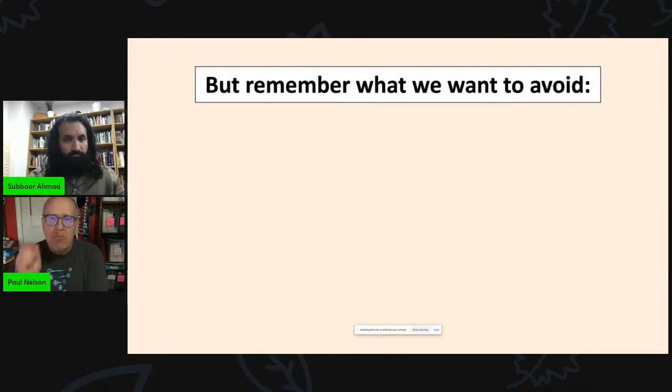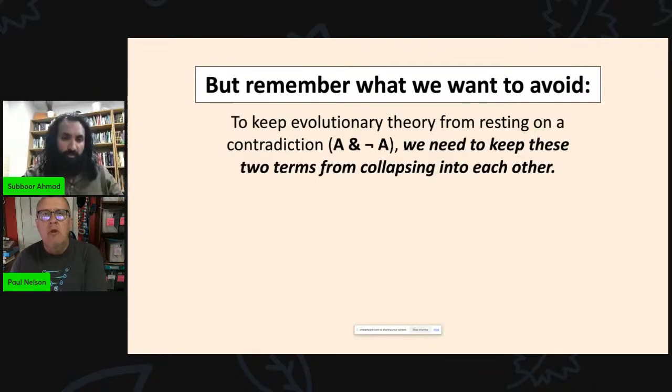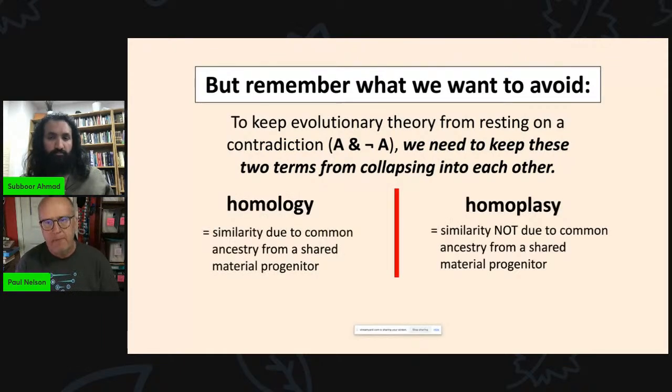Now, remember what we want to avoid. And this will be the problem that we are going to work our way back towards as this talk goes on. To keep evolutionary theory from resting on a contradiction where we assert A and not A about some phenomenon, we need to keep these two terms from collapsing into each other. This is critically important, because if we find at the end of the day that our theoretical commitments require us to take that red dividing line out, in other words, if homology and homoplasy begin to collapse into each other as concepts, we are going to have a deeply confused science.